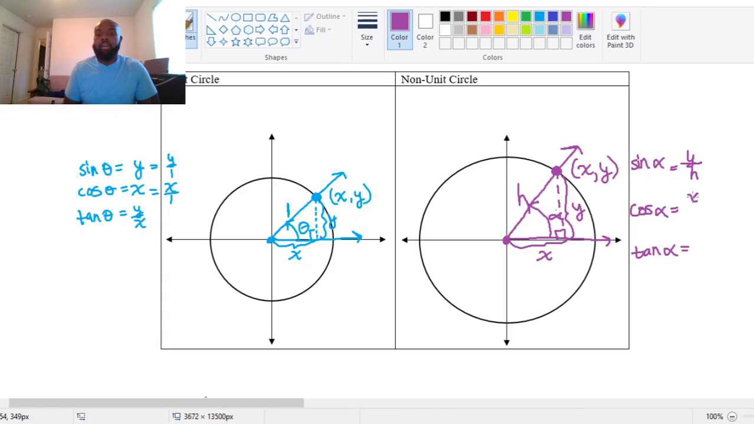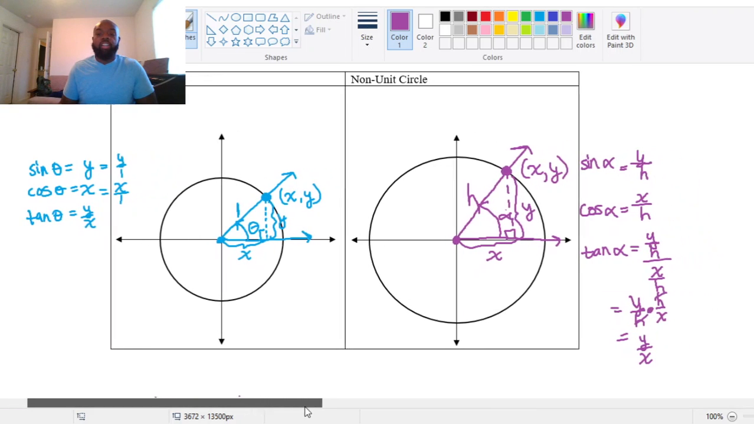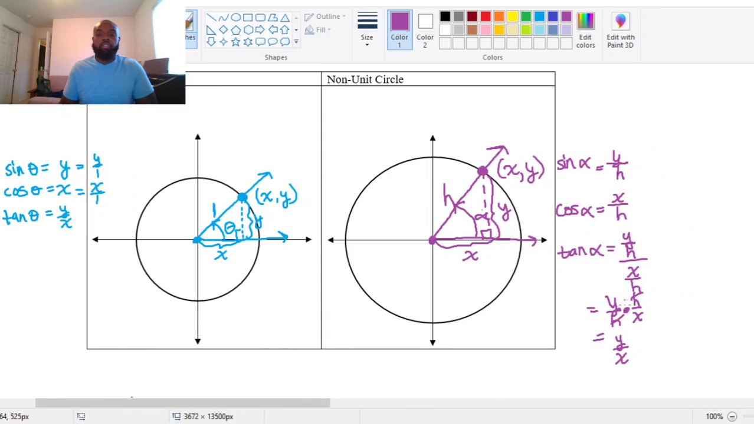Okay, x over h is going to be your cosine. And remember, tangent is sine over cosine, and so we'll still have the same actual value because when you divide by a fraction, you multiply by the reciprocal. So that's multiplied by h over x, and those h's cancel, and so we still have y over x, right? So nothing changes with the tangent, but our sine is now y over h. Our cosine of alpha is x over h, and our tangent is still y over x, right? So that's still equal to y over x.